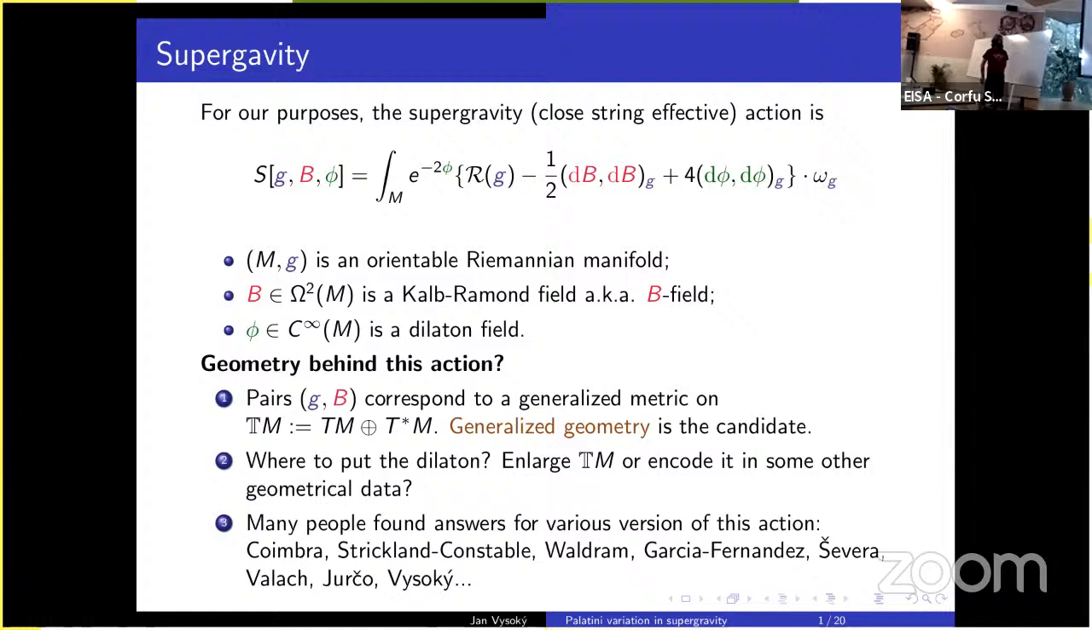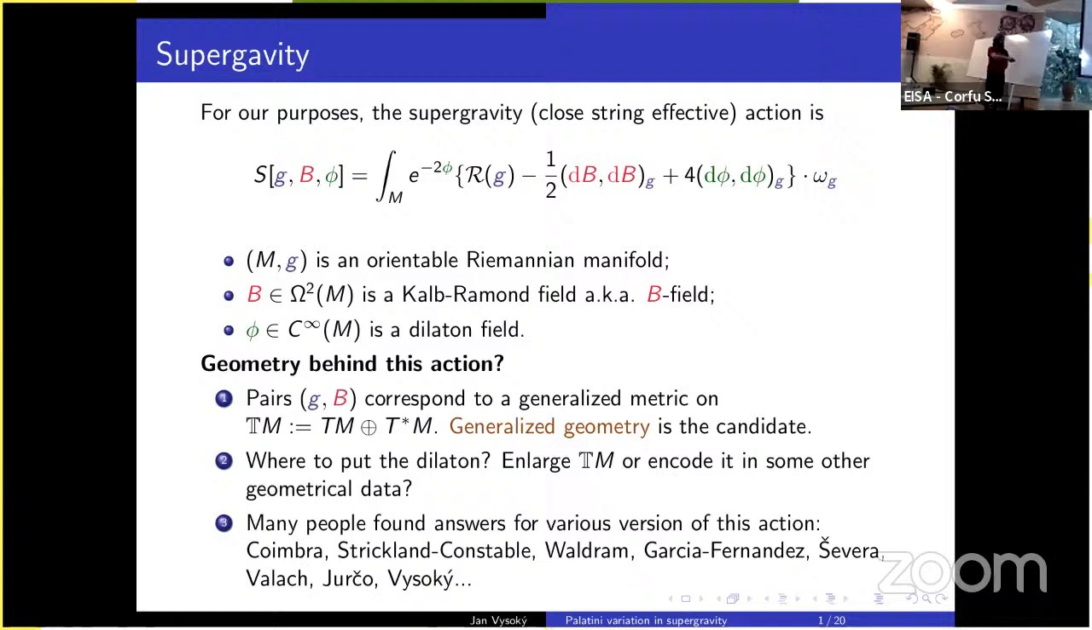And of course, there is also the dilaton. There are various options for where to put the dilaton in generalized geometry. Either you can consider a different vector bundle or encode it in some other geometrical data on this one. This is not a new idea. Many people before me tried and to some extent succeeded in geometrizing this action, like Coimbra, Strickland-Constable, Waldram, Garcia-Fernandez from Spain, and mostly the biggest inspiration for us was, of course, Paolo Ševera with Pirito, and we did some work in this area.